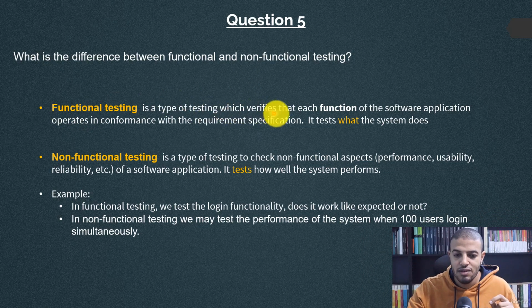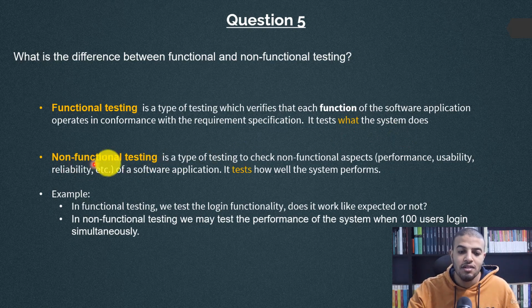This is the type of testing which verifies that each function of the software application operates in conformance with the requirements specification. So we have functions inside our system, or inside our SRS, or inside our backlog or user stories. We begin to test them in order to make sure that they are working like what is stated inside the requirements document. Functional testing tests what the system does.